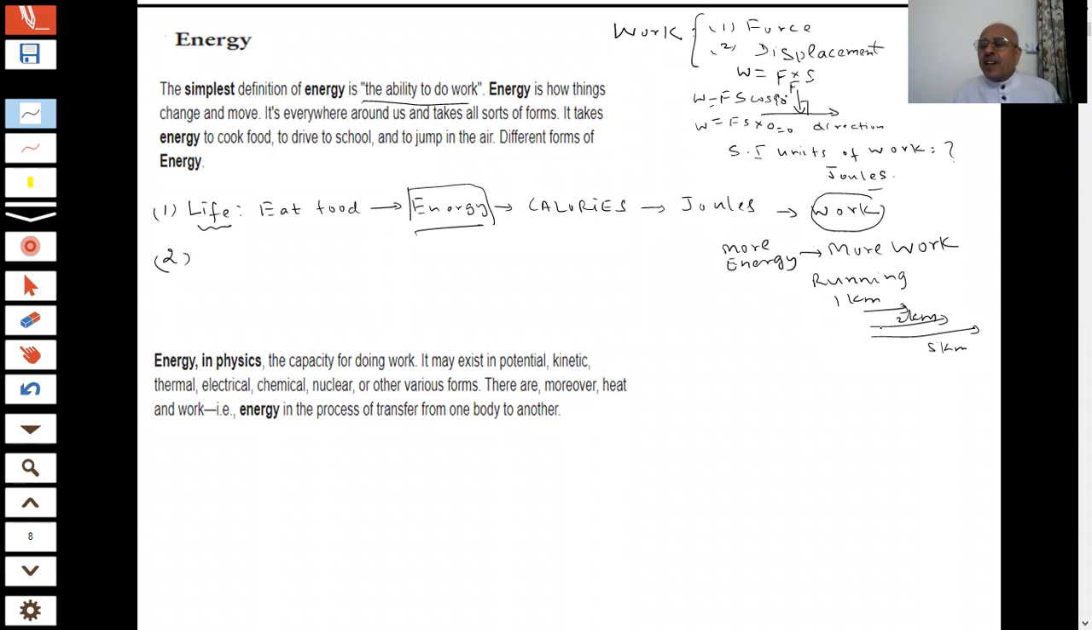Can a machine do work without energy? Tell me how your machines are running at home. Any machine you are running, you are giving energy to that machine, yes or no? Mixers, grinders, washing machines, TV, everything which is working at home needs energy. Energy is required to do the work. That is what we are saying.